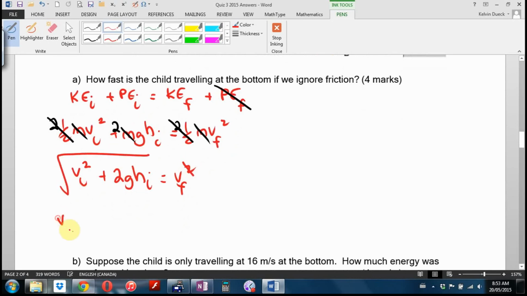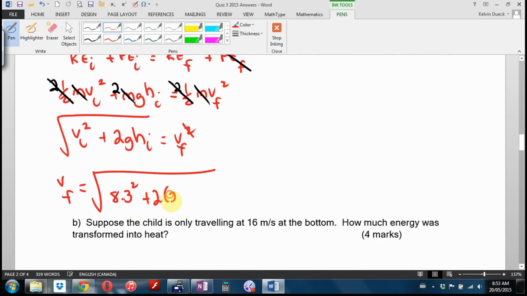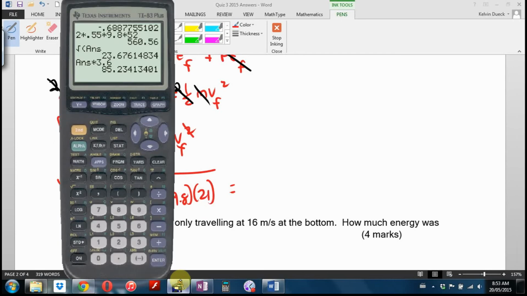So I'm going to get, was it 8.3? I think it was. 8.3 squared plus 2 times 9.8 times 21. Square root of that. You get 21.9? 22, if you said 22, I'd give you it.